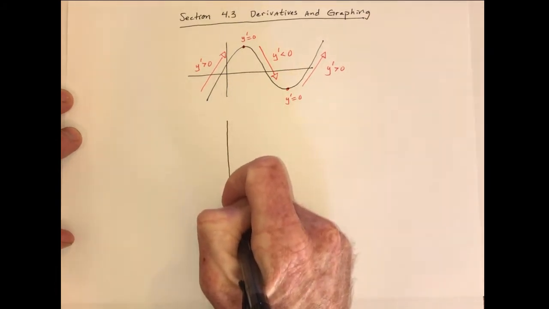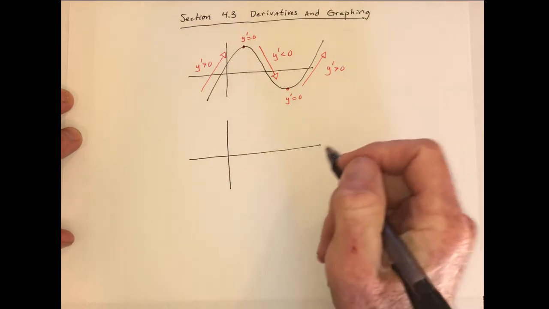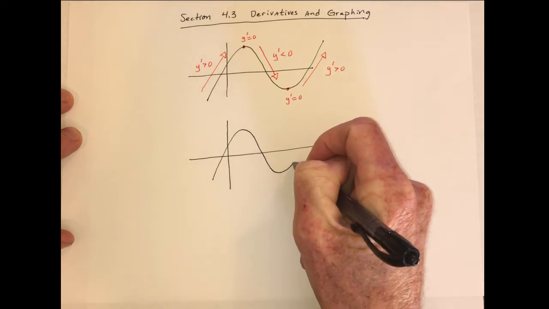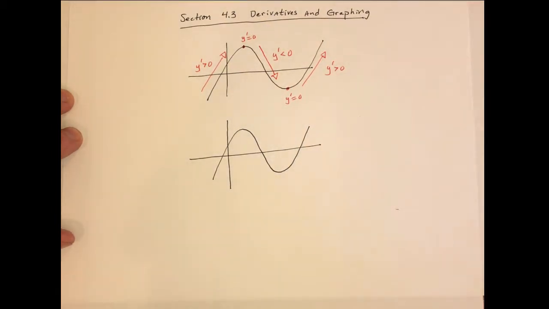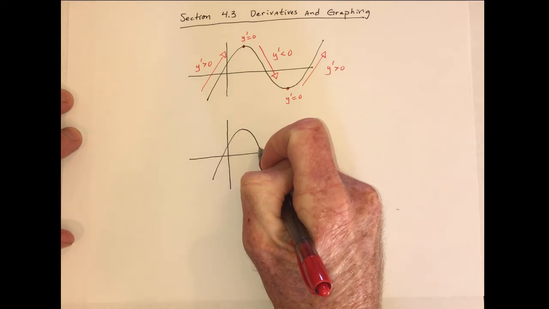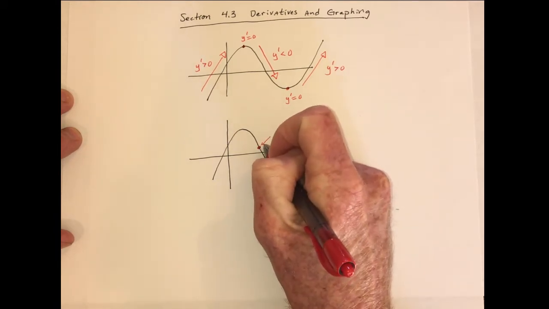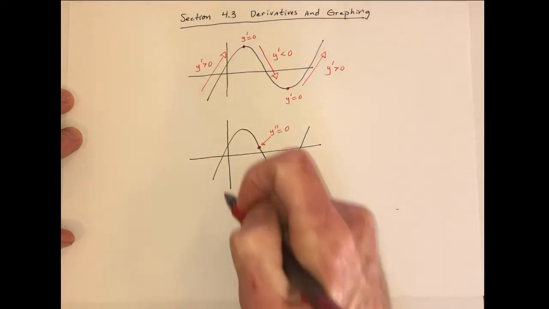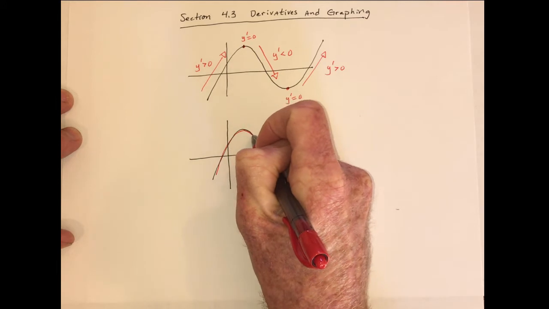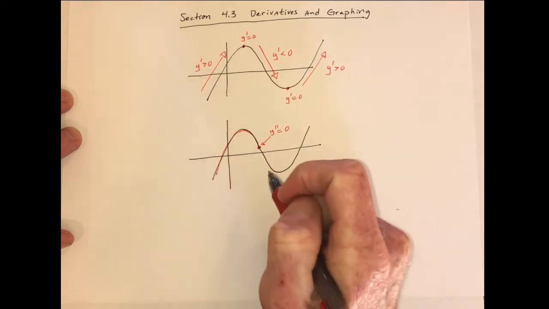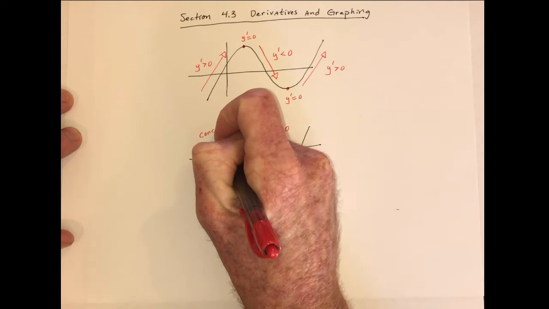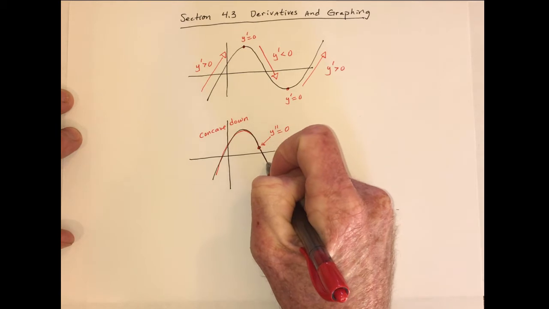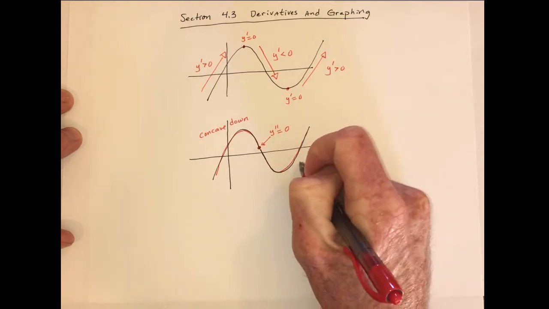Now, what about the second derivative? So, take a copy of the graph that I just made. There we go. Copy and paste. And if you look right about here, this is where the second derivative will equal 0. And then this shape is called concave down. And this shape is called concave up.